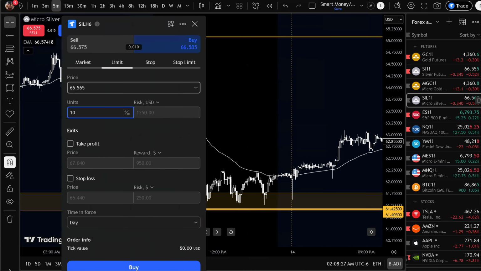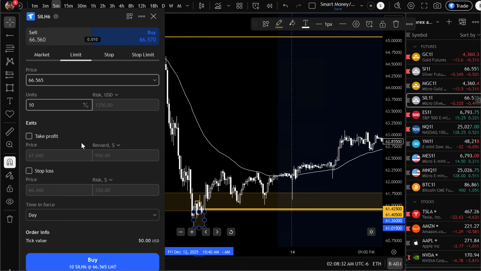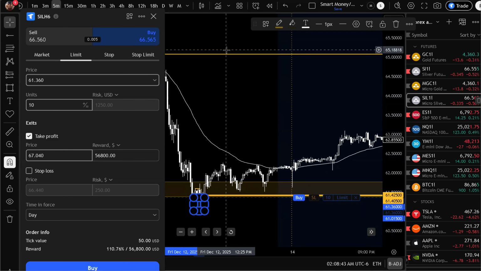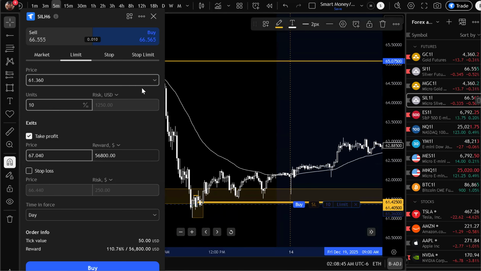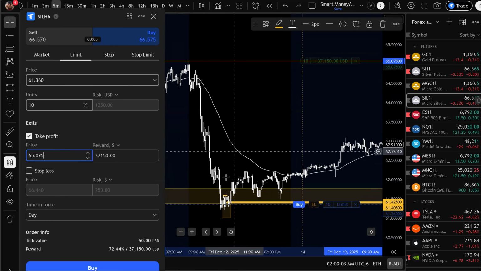10 will represent 1 minute. All right. So you got in at 61.36. Take profit is at, what is this? 65.075. That's $37,000. Man.